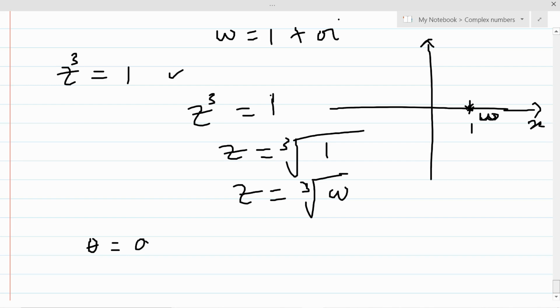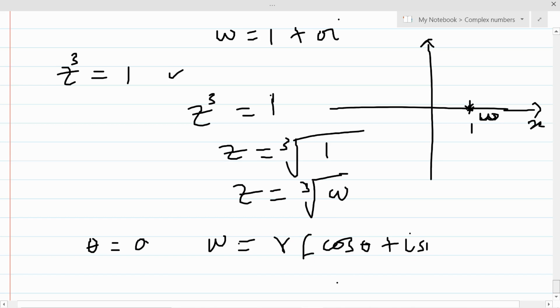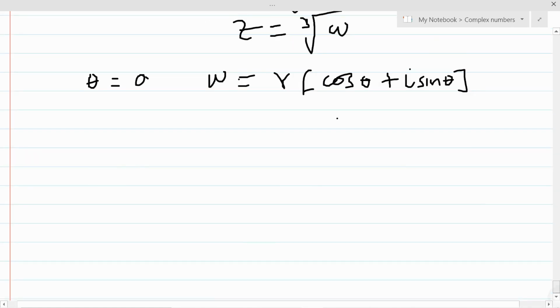Okay, so now we know that the complex number, say w, can be written as r from our previous discussion. So r(cos theta + i sin theta), that is w, which is 1. So let's write it here and then you understand. We said w is equal to 1.